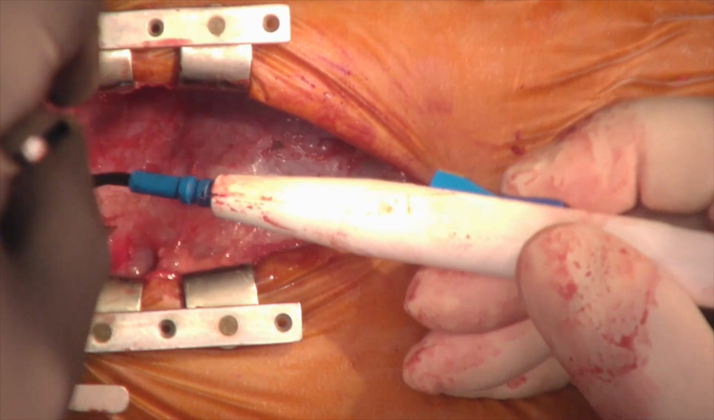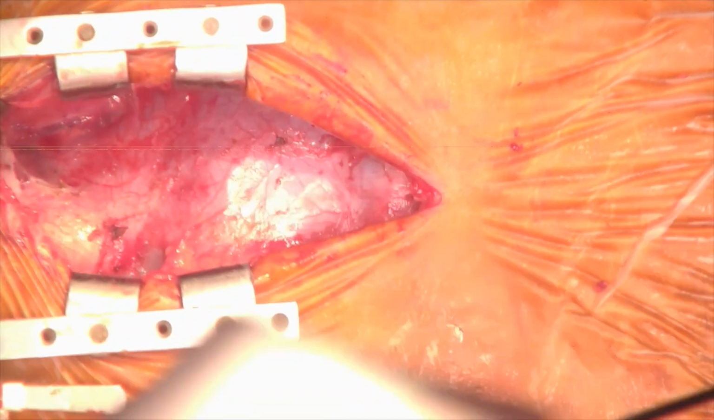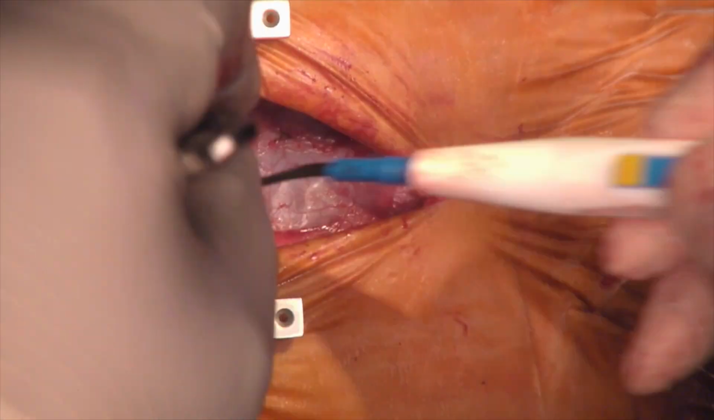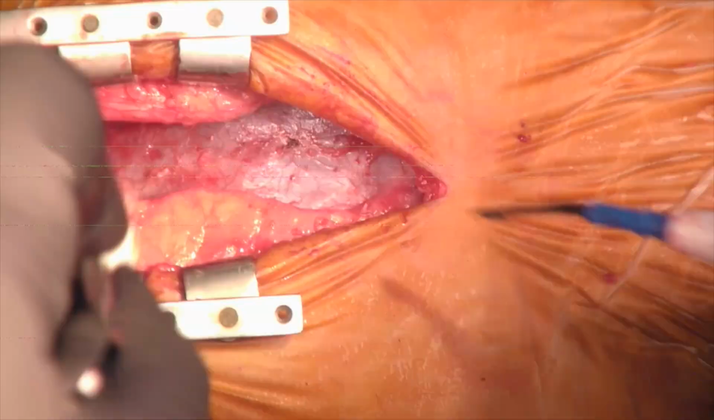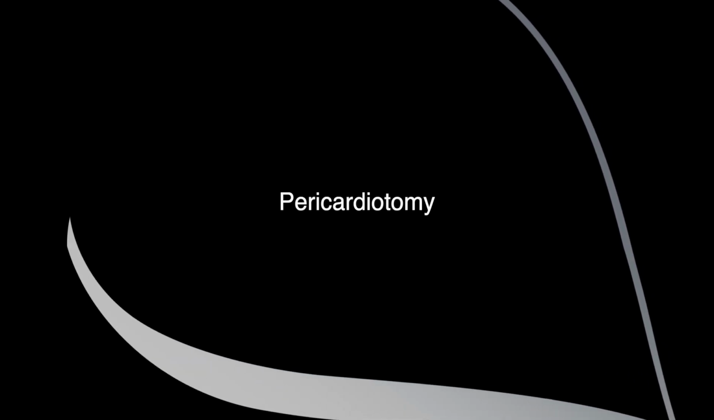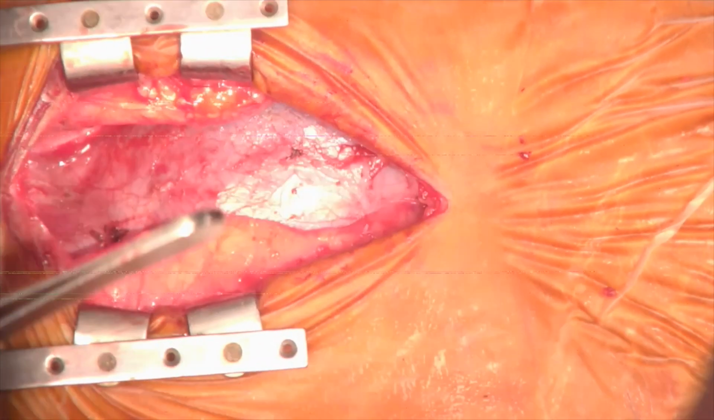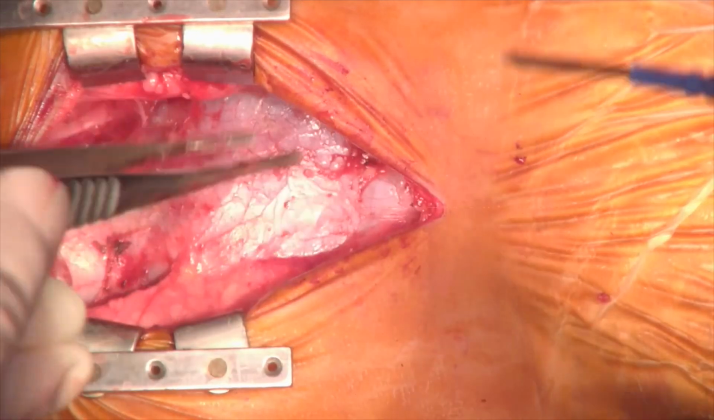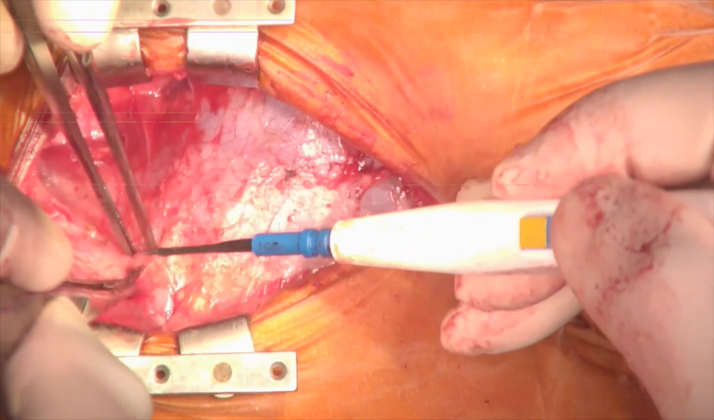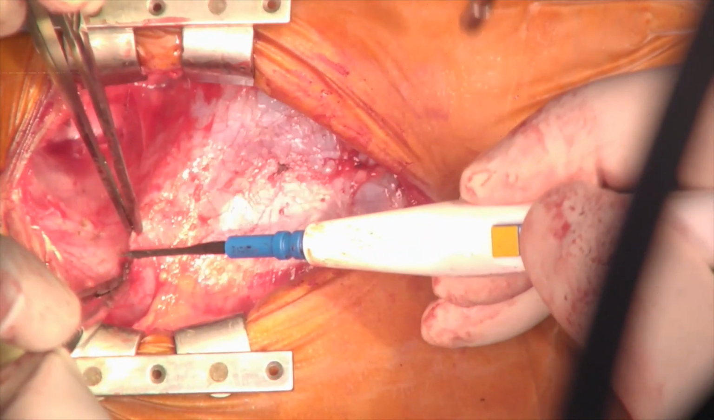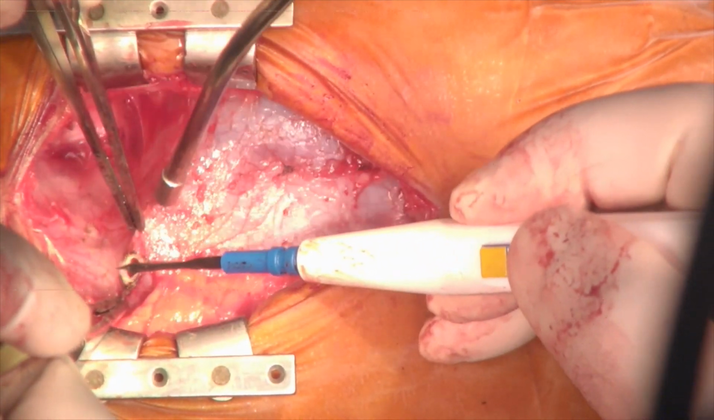Once the bulk of the thymus gland has been removed, the aorta and pulmonary trunk are clearly visible beneath the underlying pericardium. The pericardium is opened for access to the heart and great vessels. It is opened vertically, just slightly to the right of center.